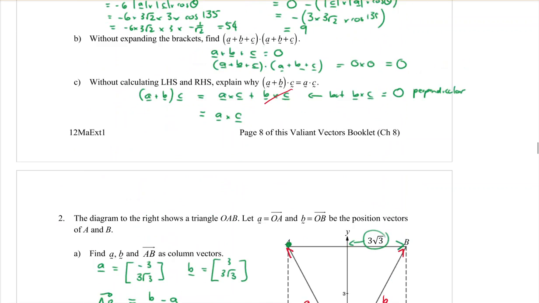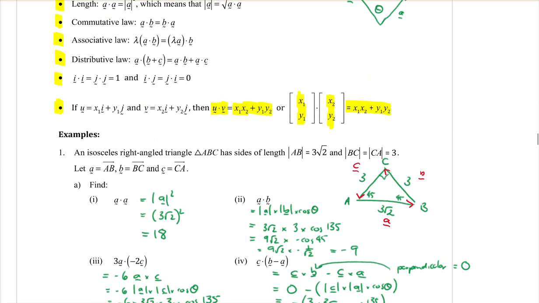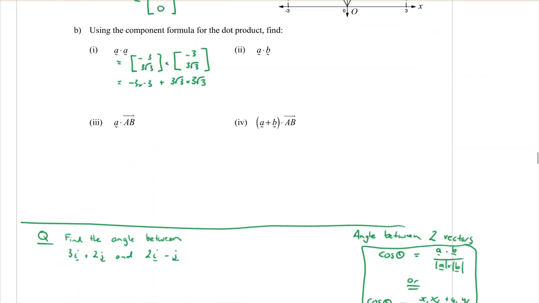If you're interested in what rule I'm using here, that is this. I've multiplied the x's together plus multiplied the y's together. That's that rule. That makes 9 plus 27, or 36 altogether.